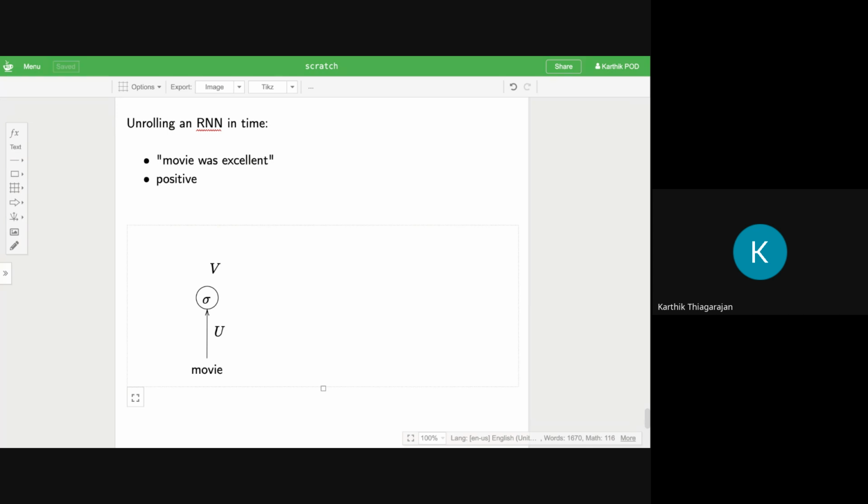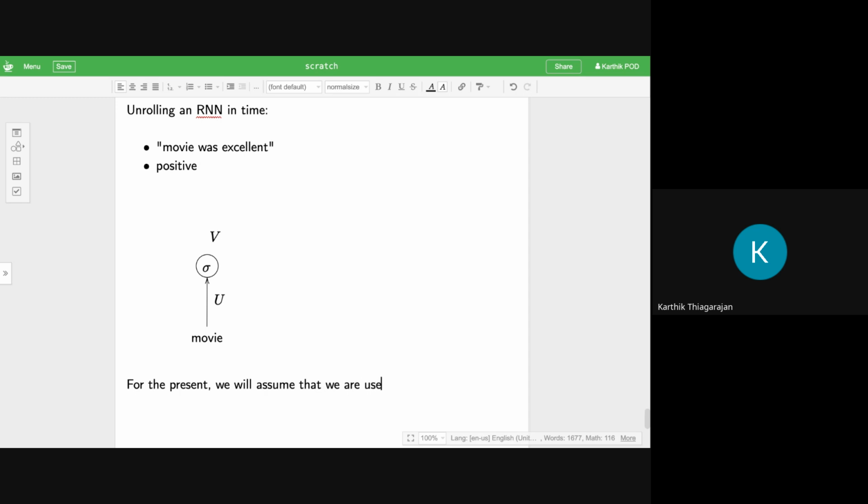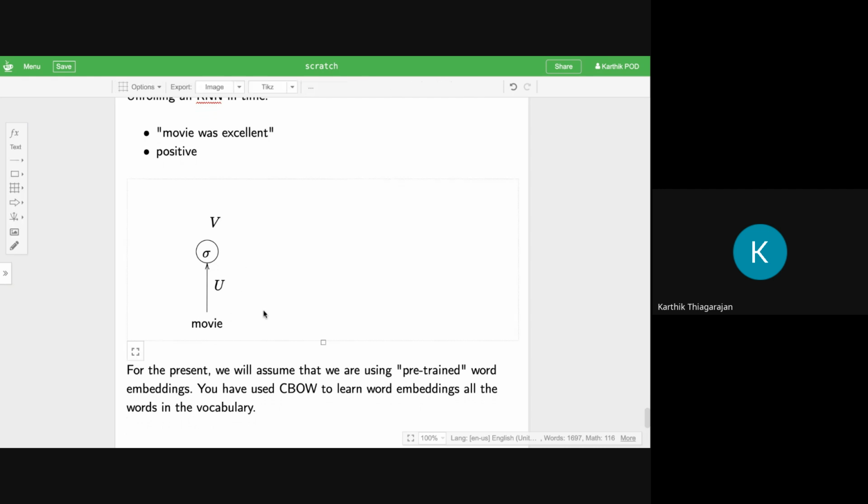You could do it 2 ways. You could have already learned some word embedding for movie, or you could use the RNN itself to learn the word embedding also. Both of these are possible, but for the present we'll assume that we are using pre-trained word embeddings, meaning you have used, let's say, CBOW, continuous bag of words, to learn word embeddings for all the words in the vocabulary. So now there is a word embedding corresponding to each word in your vocabulary, which is what you are passing as input to your RNN. This is one assumption, not binding. You could do it differently also. We'll study that later.